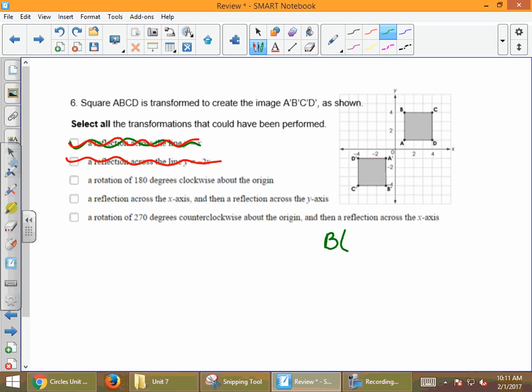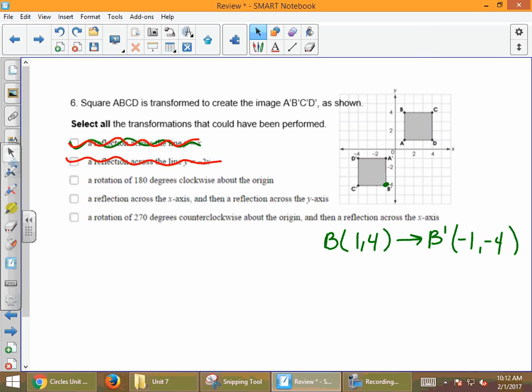B, its location is 1, 4. Okay? So B prime, when we do that transformation, do we flip the point at all when we do 180 degrees? Nope. What happens to the signs? It's changed. Alright, well, let's plot that point. -1, -4. Did that match up? Yeah.